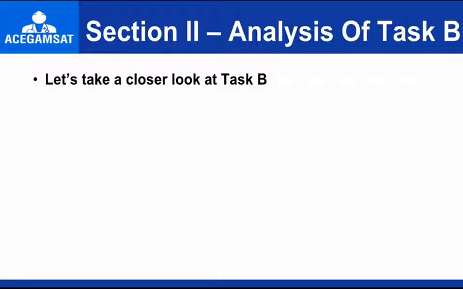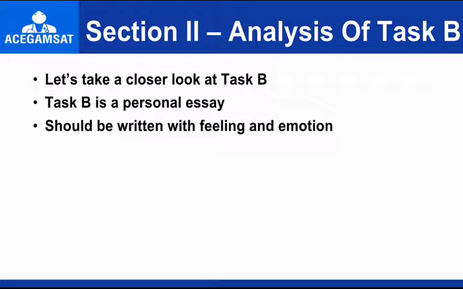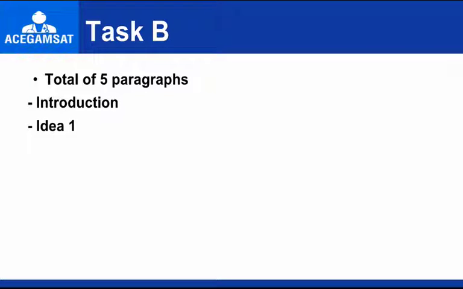Let's take a closer look at Task B. So remember, Task B is a personal essay. This essay should be written with feeling and emotion. And it should consist of a total of 5 paragraphs, just like Task A. However, the layout is a bit different. So we have an introduction, ID 1, ID 2, ID 3, and finally a conclusion.